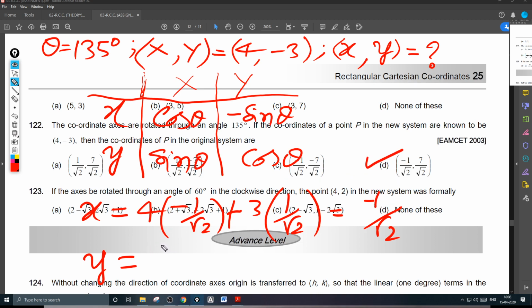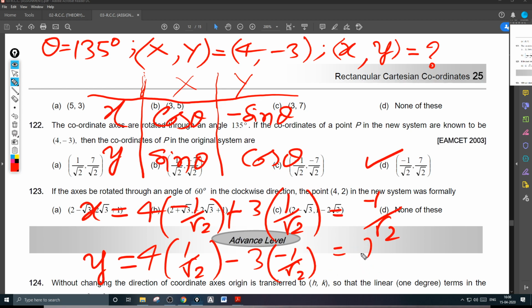And y is 4 into 1 by root 2 plus minus 3 into cos theta, minus 1 by root 2, giving 7 by root 2. So D is the correct answer.